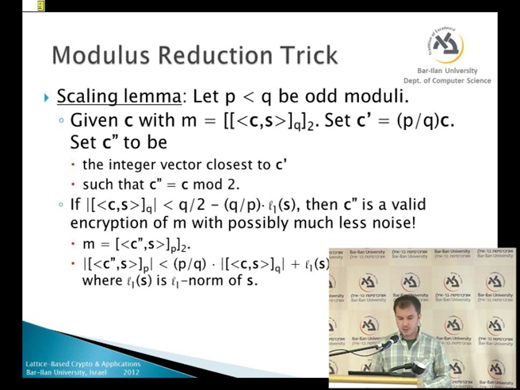Then C prime prime is a valid encryption of M with possibly much less noise, and what the noise is exactly is P over Q times the initial noise, plus some additive value that depends on the L1 norm of the secret key. We saw yesterday that the secret key can be chosen to be small, according to the noise distribution, so we can think of the L1 norm of S as being small. So you add some small thing, but aside from that, the noise is P over Q times the size of the initial noise.